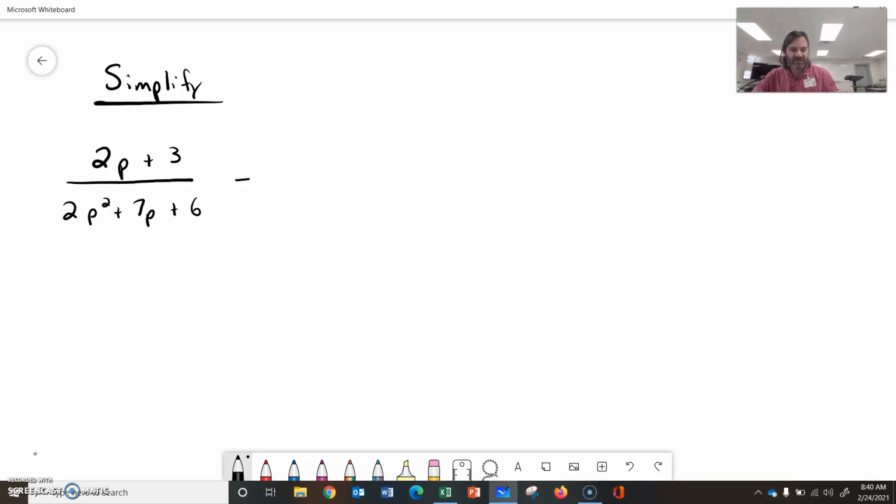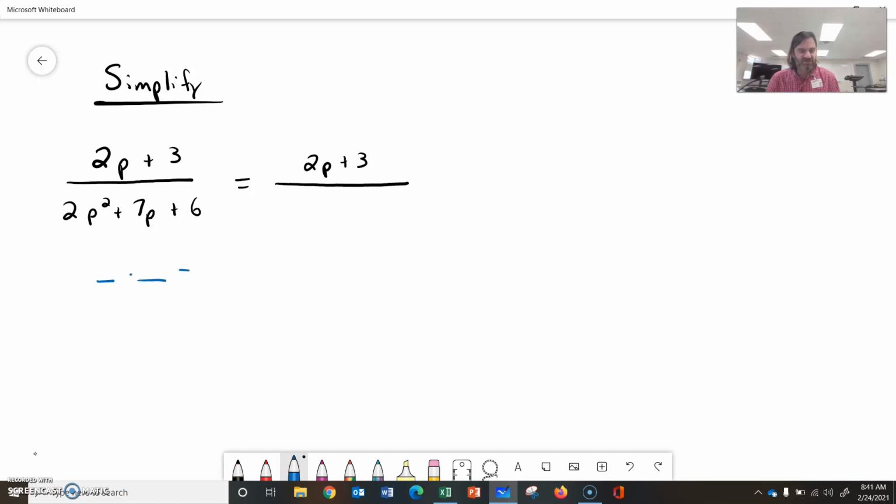So let's see here. The top is 2p plus 3. That has no common factors, so I'm just going to rewrite it. Now the bottom is a quadratic expression, so I'm going to try and factor it. I'm going to try the AC method that I use sometimes. You should have learned that when we did factoring.